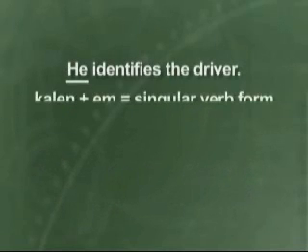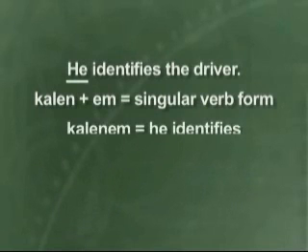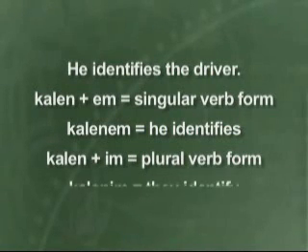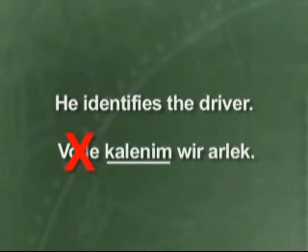Our sample sentence uses a singular noun, he identifies, which means we should add em to Colin to make Colinem. What was added here? Im was added, which according to our rule is the plural form of the verb Colin. Colin M means they identify. Now you know the second word in the sentence is incorrect too.